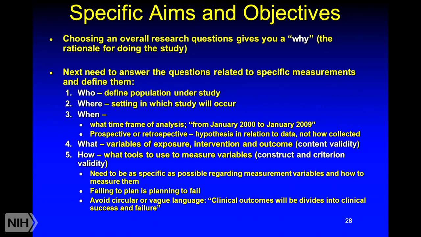And then how are you going to do this? What tools are you going to use to make the measurements? Oftentimes what happens is that we are sort of stuck with what we're stuck with. So in other words, if you're doing a retrospective chart review, and you want to look at how many people had disease X, you may look through the chart and it says in the chart, this patient had pneumonia.